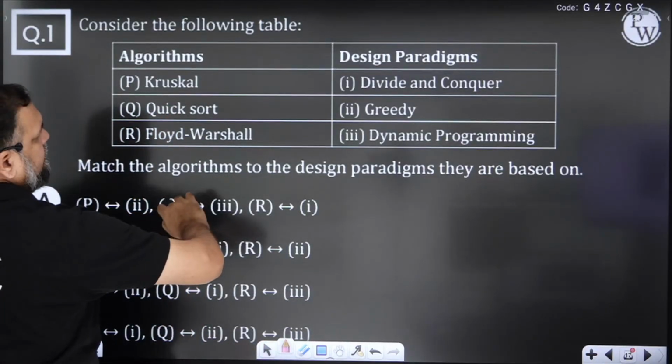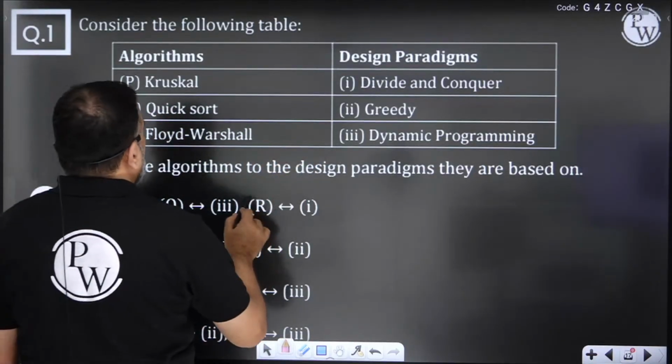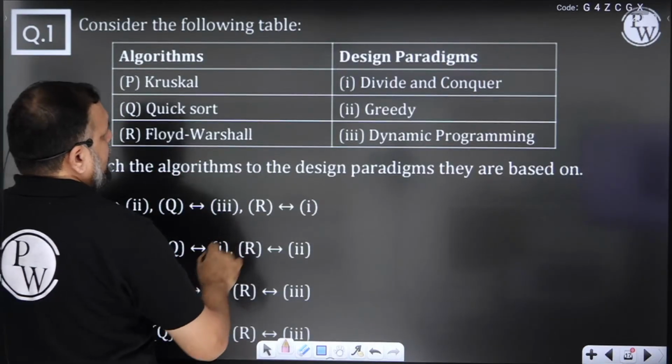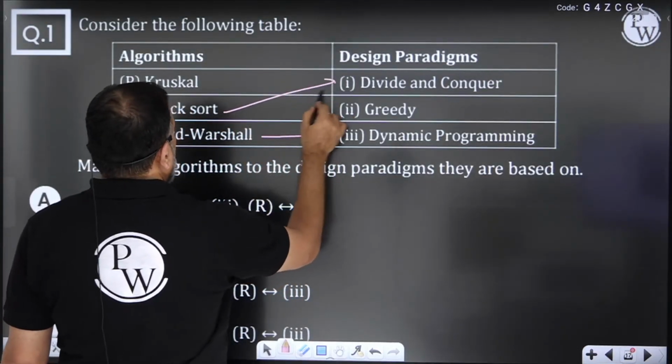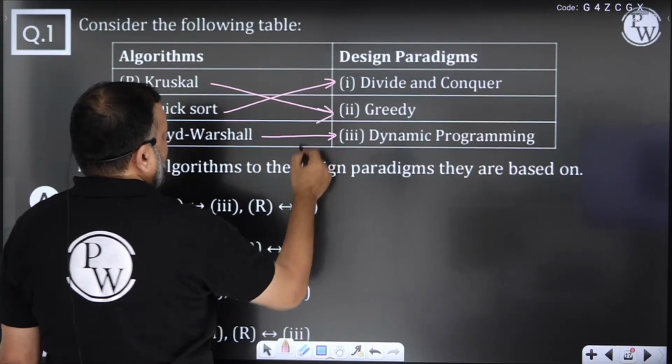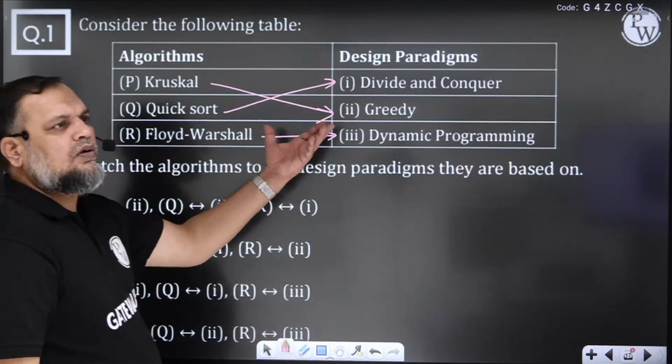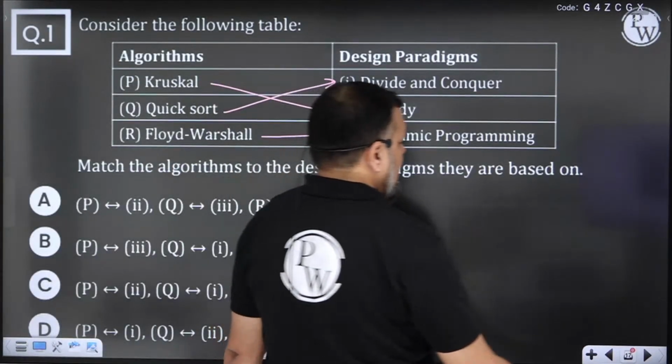Critical algorithm, matching pair. Sometimes questions have been asked. Quick sort. Floyd-Warshall's algorithm. Floyd-Warshall's algorithm is dynamic programming. Quicksort is divide and conquer. Kruskal's algorithm for spanning tree, greedy method. So be prepared to work out questions like this on matching pair.